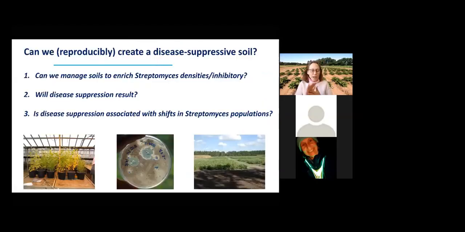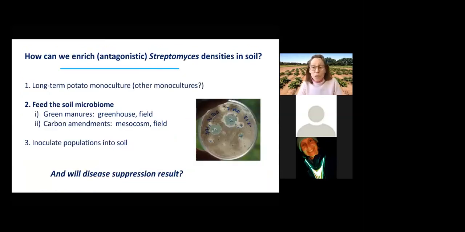And so we said, okay, the data suggests that this model could work. Does it? Can we reproducibly create a disease suppressive soil? That is, can we manage soils to increase the densities and inhibitory phenotypes of streptomyces? If we do that, will disease suppression result? And can we show that focusing on this one genus, this one group of microbes in this extraordinarily complex soil microbiome, is focusing management on a single target going to be sufficient for getting positive outcomes? So let me show you some results.